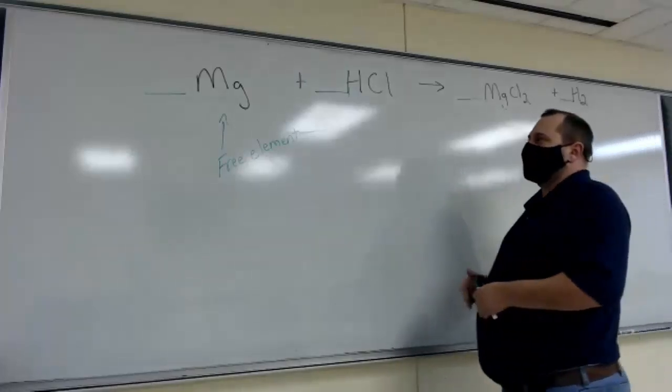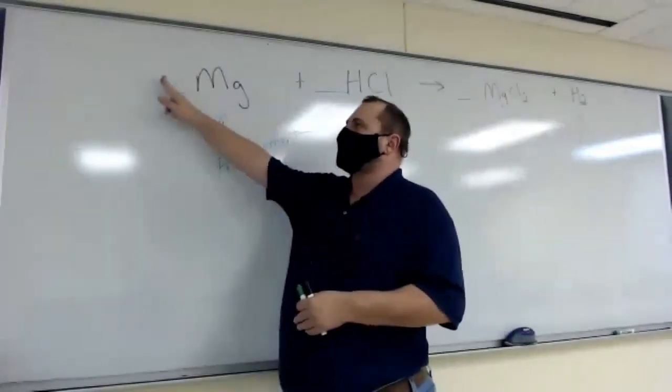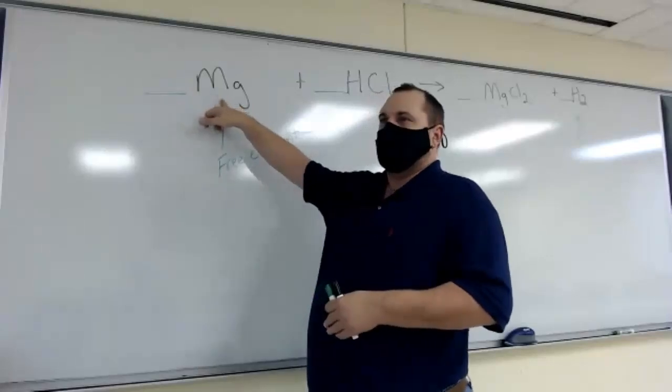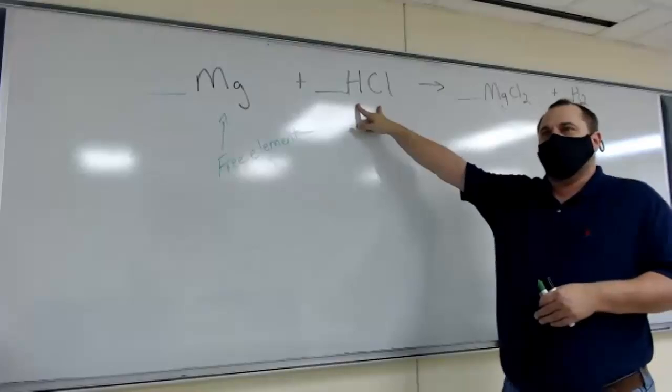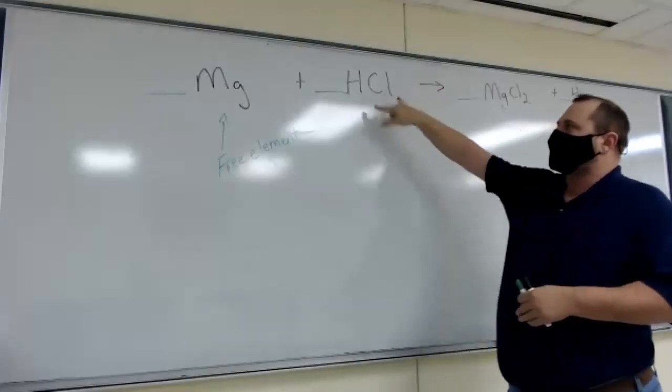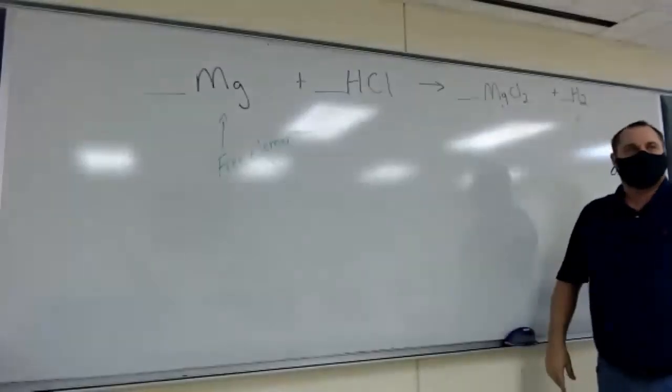I like to do those last because if I change this number, it only affects magnesium. But if I change this number, it's going to affect both hydrogen and chlorine. And so if I save that for last, I might end up messing up some work I've already done.